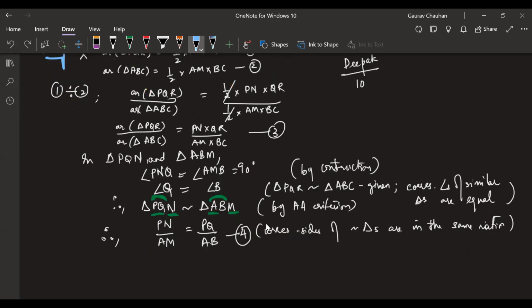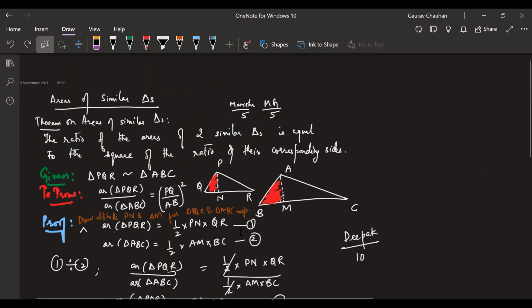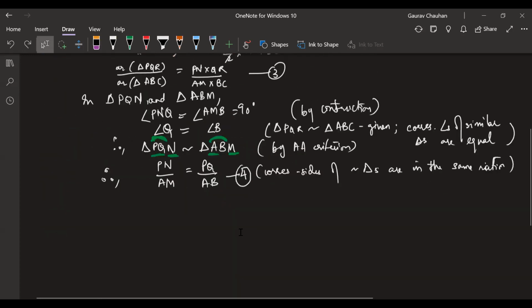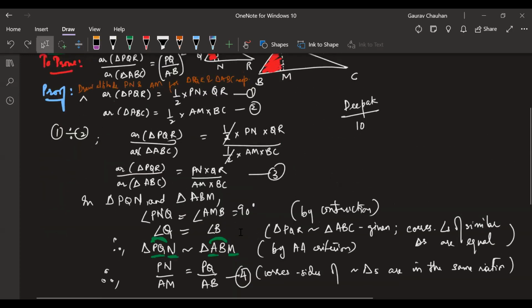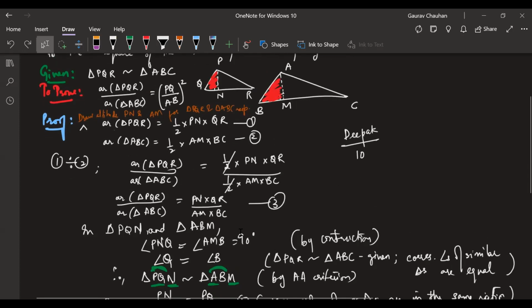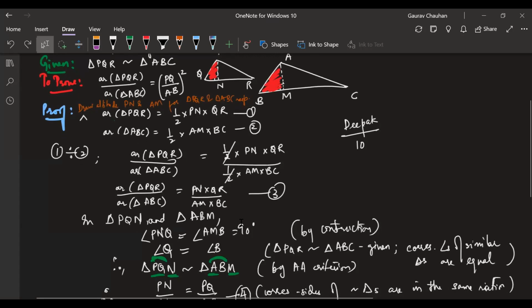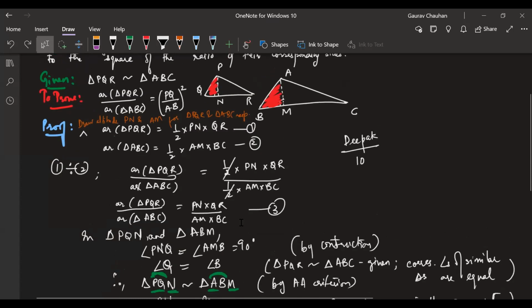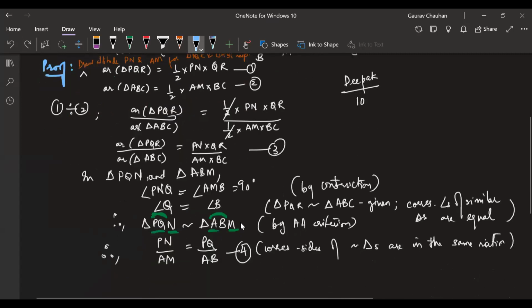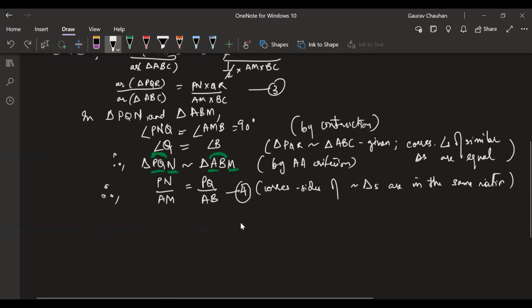So the triangles are similar, sir. So the corresponding sides of similar triangles are in the same ratio, sir. So all sides are in the same ratio. Very good.